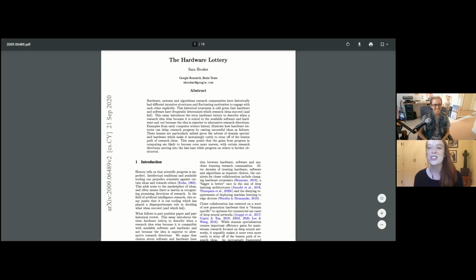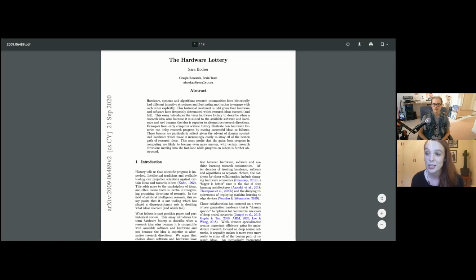It is a totally different body of knowledge, manner of publishing, manner of engaging. And that's because for a lot of computer science history, there's been very little incentive for these three groups: algorithms, software, and hardware to work together. And that is a lot of what the hardware lottery is about.